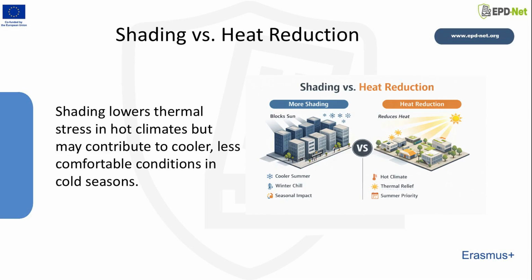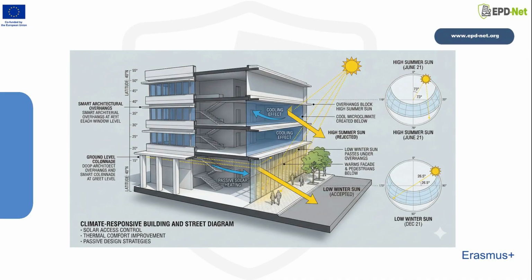Excessive shade can lead to a winter chill, creating dark and less comfortable outdoor conditions when we actually need the sun's warmth. The key, therefore, is finding a balance that offers thermal relief in the summer without sacrificing comfort in the winter. We must aim for adaptive shading strategies, such as using deciduous trees or smart architectural overhangs, that respond to seasonal impacts. Our goal is to ensure that heat reduction efforts today do not lead to unintended discomfort tomorrow.